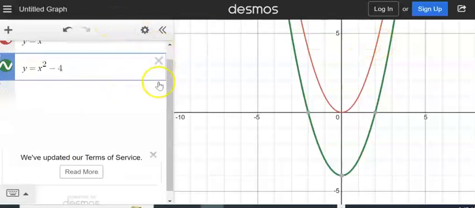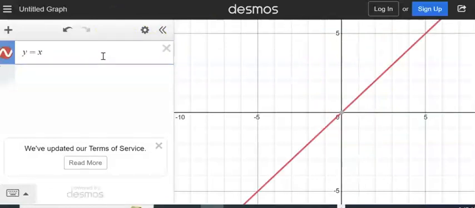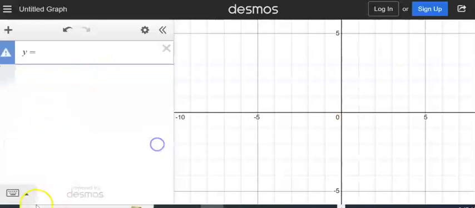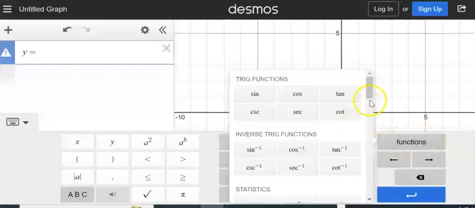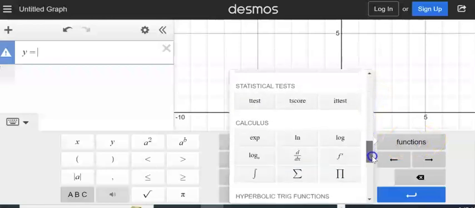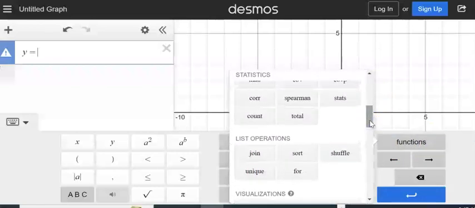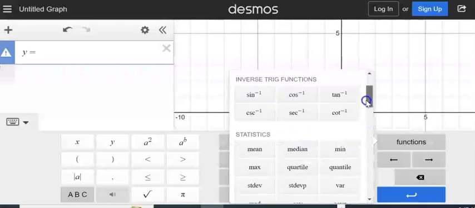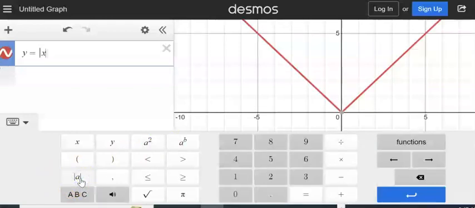So let's get rid of these. The first one was absolute value function, right? So let's see here. I'm going to get rid of that. Does it have absolute value anywhere? Functions. Under where? There it is. Sorry, I don't use that every day. Okay, there's the absolute value parent function, correct?